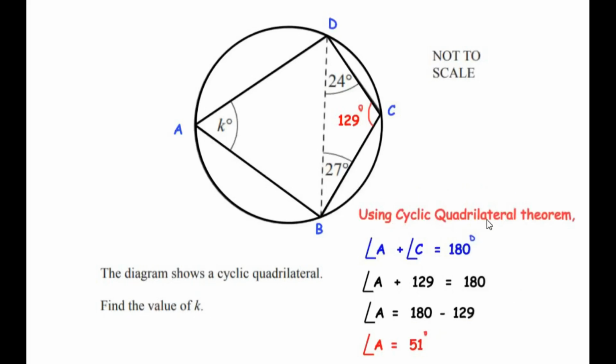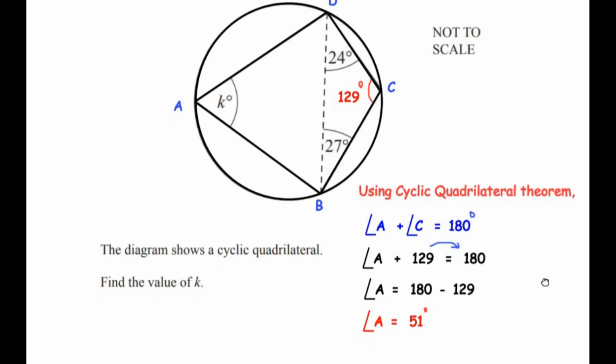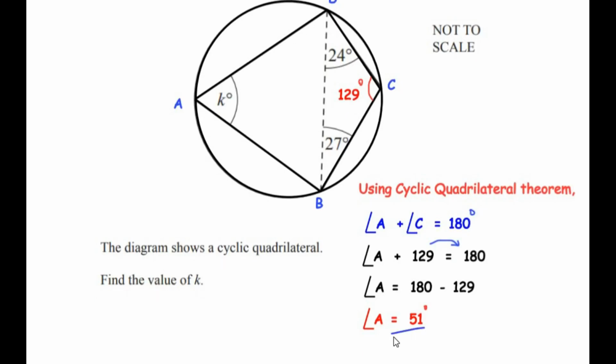So let us write here. Using the cyclic quadrilateral theorem, we have written angle A plus angle C is equal to 180 degrees. Now the value of angle C is 129. So substituting over here, we get angle A plus 129 is equal to 180 degrees. Now taking 129 on the other side of the equal to sign, we get 180 minus 129. So simplifying this, we get the value of angle A as 51 degrees. So here angle A is equal to 51 degrees, or K is equal to 51 degrees.